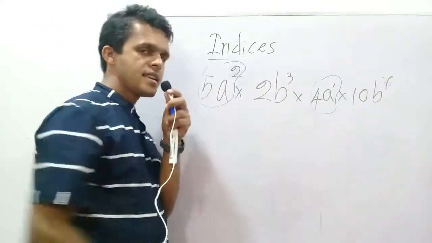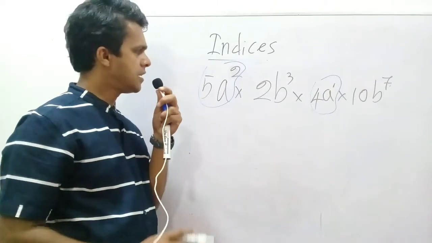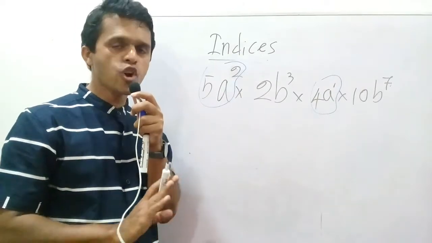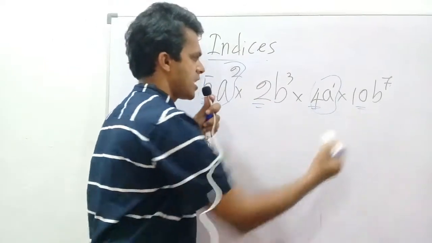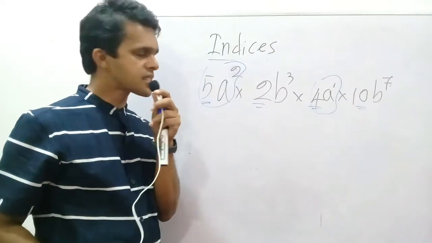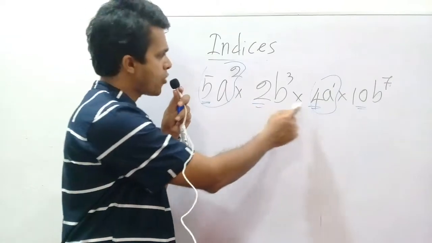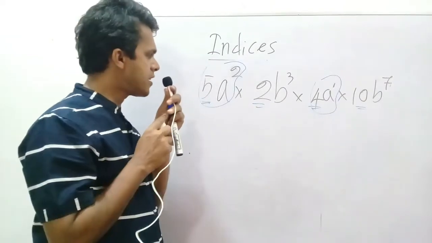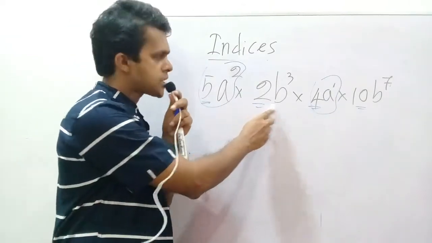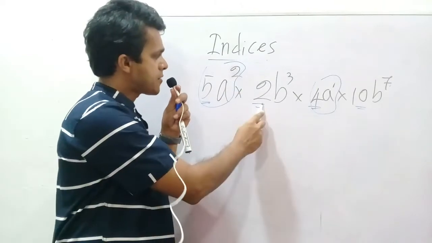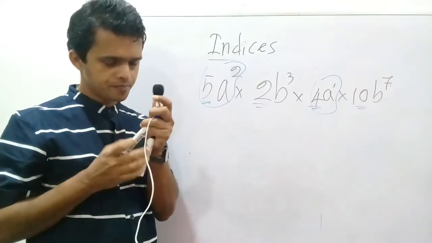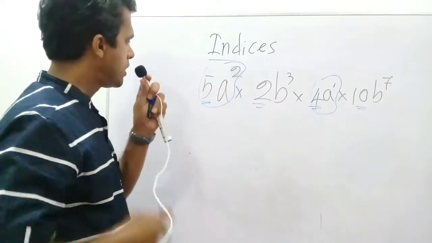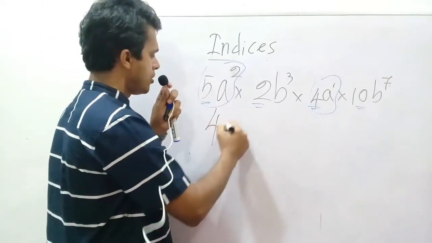5 and a can be multiplied. Digits can be multiplied. You don't worry about it. This 5, this 2, this 4, this 10, those digits can be multiplied. 5 times 10 is 50, plus 4, 40 times 10, 400. So here you could write 400.